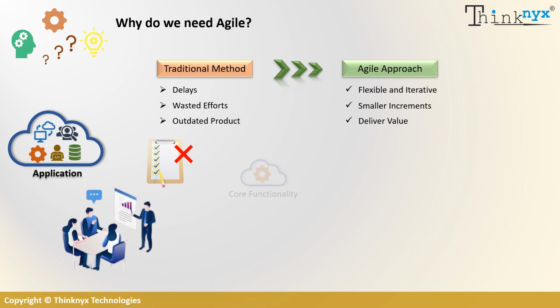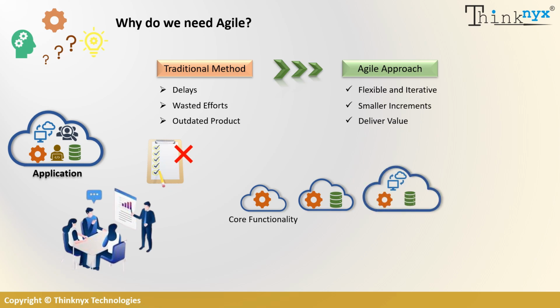For example, you might start by creating the core functionality of the application that addresses the most critical user needs. Once that is completed, you gather feedback from the client and end users. This feedback helps you identify what features are working well and what changes or additions are needed. Based on the feedback, you adjust your plans and priorities for the next sprint.